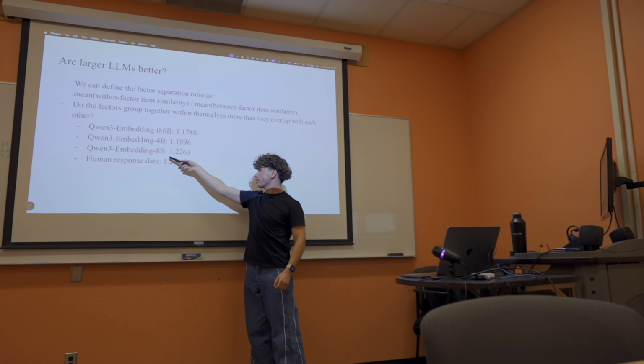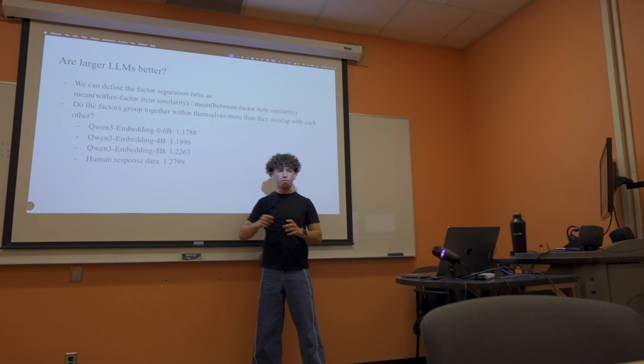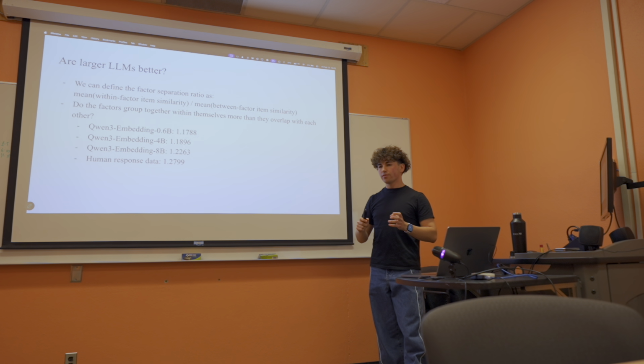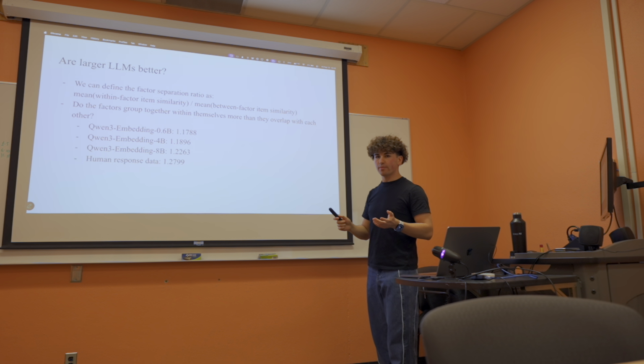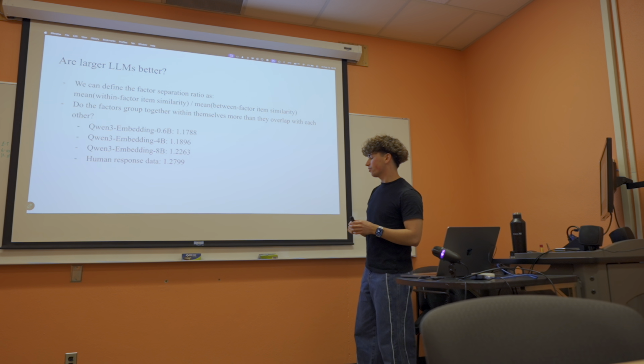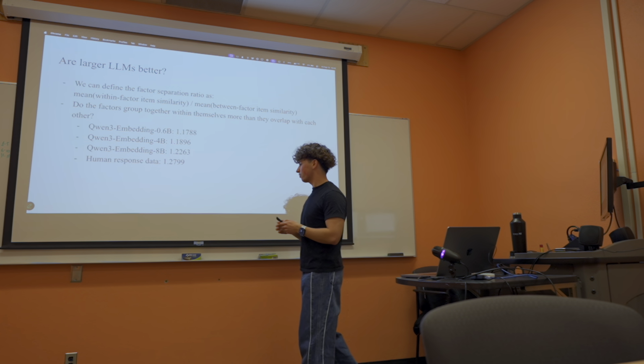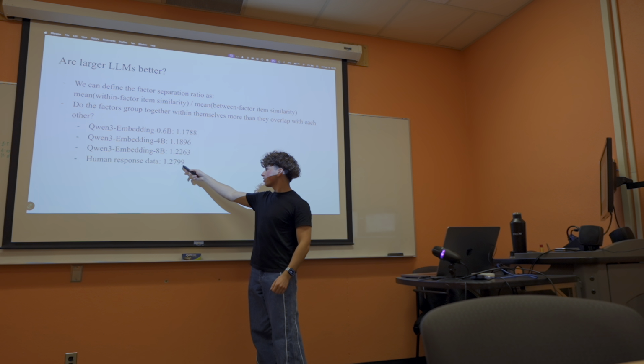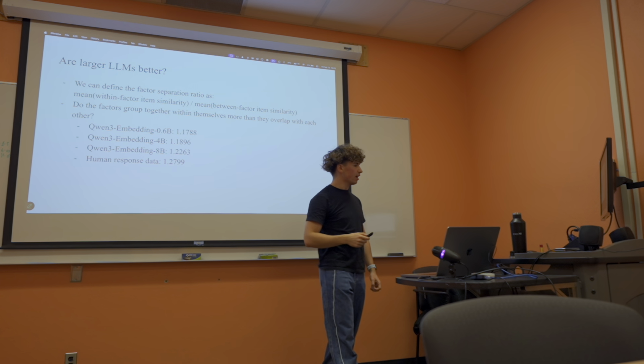As you go to 4 billion and 8 billion, you have a better separation between and within factors. So the idea here is that larger models do understand meaning better than smaller models, and you see that here in the separation ratios. So larger models are better, which you kind of expect, but now it's quantified. But neither are as good as the human response data, which is a bit higher ratio.